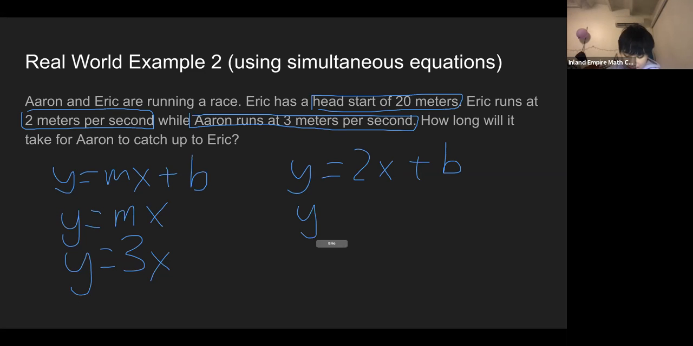And thus, this means that the equation is going to be 2x plus 20, right? Since b would equal 20. And remember, b is what y equals when x is 0. And now that we have these two equations, y equals 3x and y equals 2x plus 20, which I will put in the chat so that you can remember.